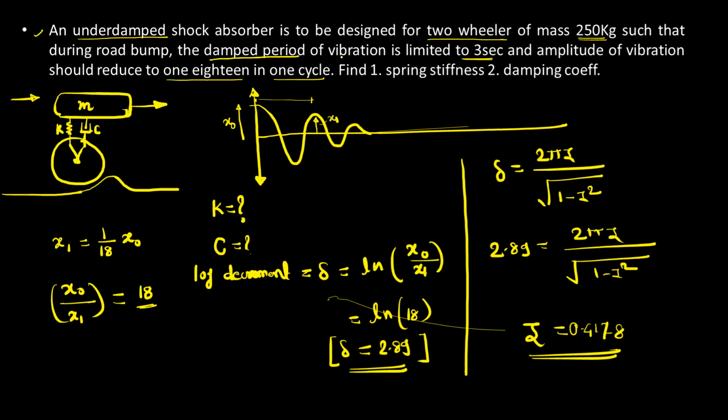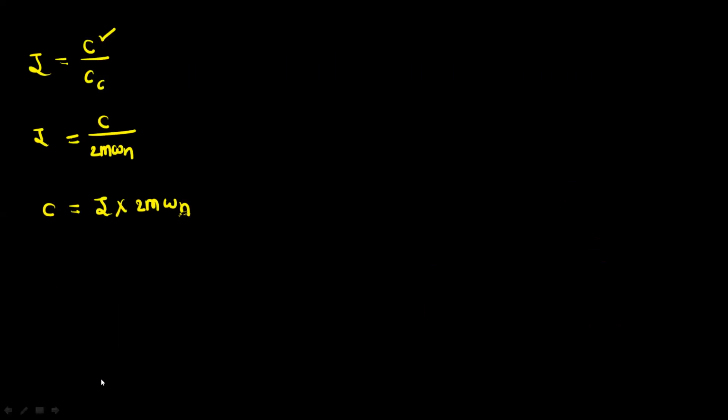So the damped period of the vibration is limited to 3 seconds. This is nothing but the TD value. This is 3 seconds. So from the TD value, we can find out the natural frequency. Let us see how to find out the natural frequency from the damped time period. So we have TD equal to 3 seconds. TD is equal to 2 pi upon omega d, so we can find out the omega d value. This is the damped natural frequency.